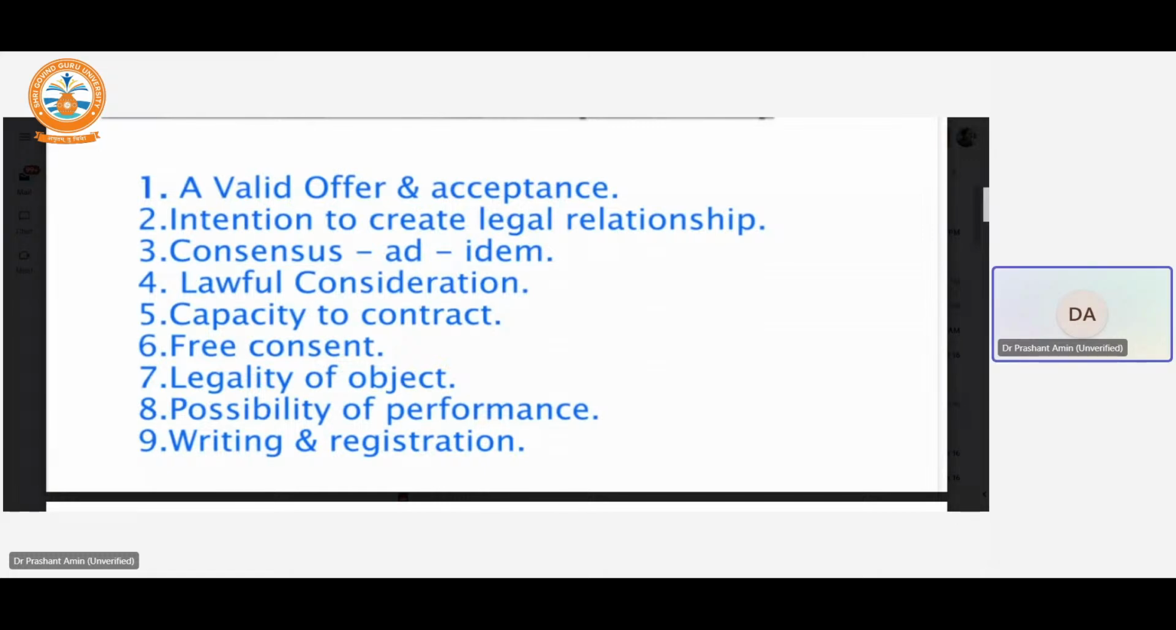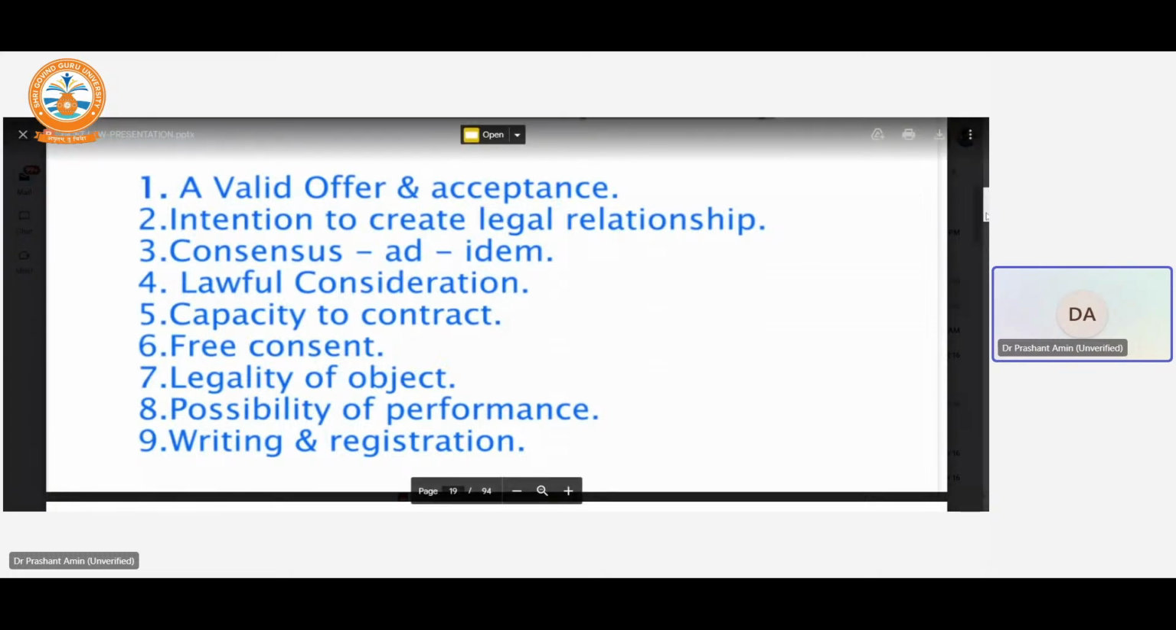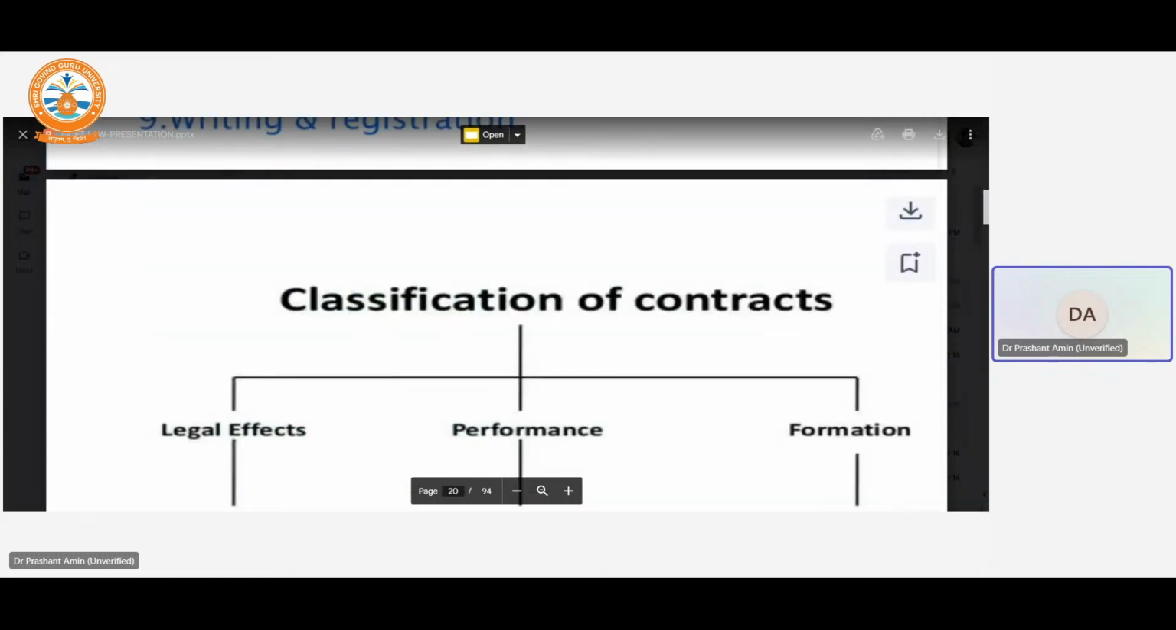Under the Indian Contract Act 1872, the contract must be in writing and it also has to be registered. There has to be registration, and then this particular contract is valid, right? So that is the element, right?